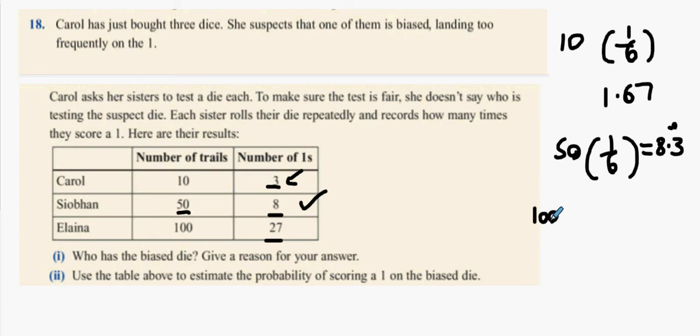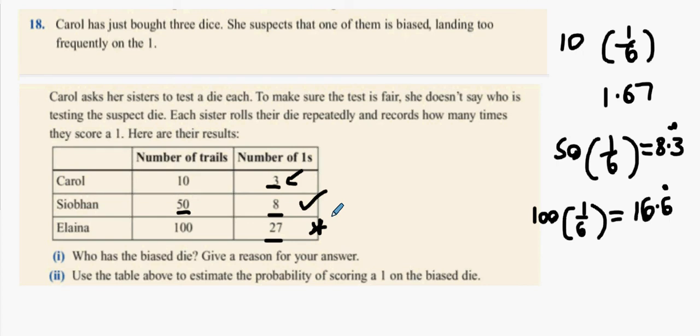100 multiplied by 1/6. And what do you get? 16.6 recurring. 27 is far away from 16, isn't it? So what does that mean? You think Elena has the faulty die. Okay? Yes, Mel.